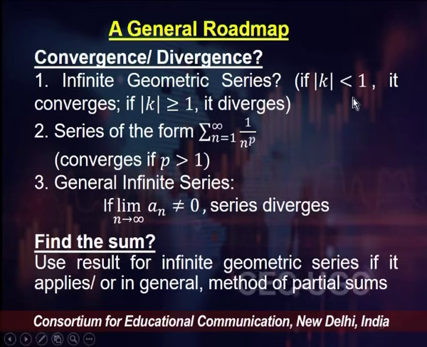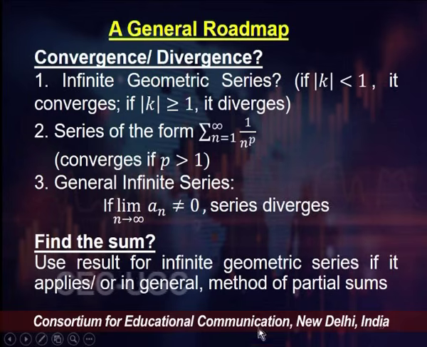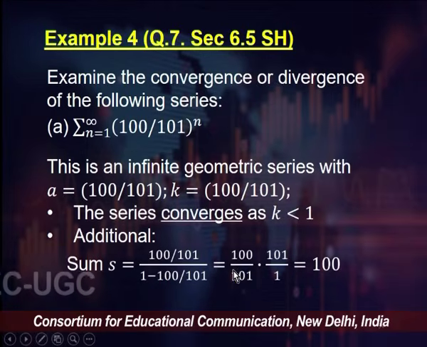Okay. So, this is to establish whether the series converges or diverges. Let us say you are asked to find the sum. If you have an infinite geometric series, you clearly know what the sum is going to be. If it converges, that is going to be a upon 1 minus k, and in general you could use a method of partial sums if you have to, if the question is that you find the sum. So, let us look at some general questions.